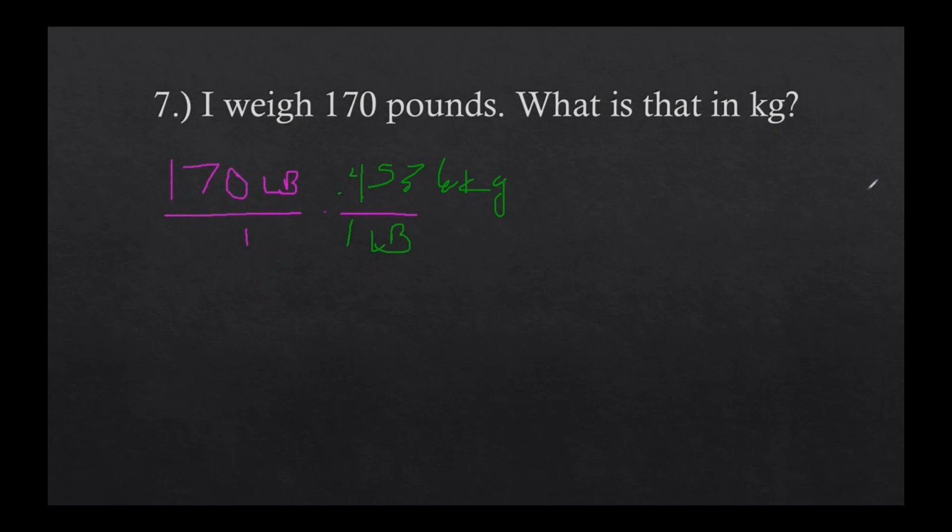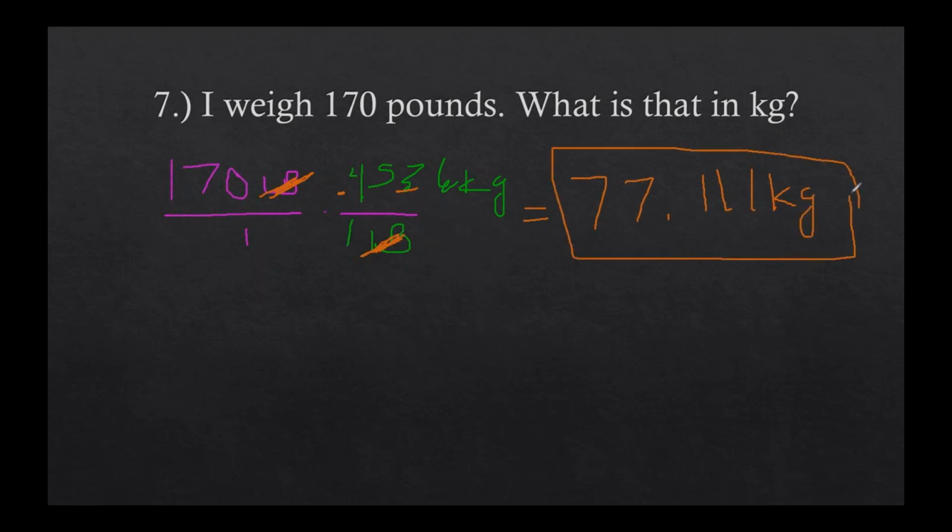So yeah, and no, I agree with everything that you just typed there. Okay, so that makes our pounds go away. We just multiply across. Again, don't forget this decimal point here in the middle. And as stated, we have 77.111 kilograms. So just a touch over 77 kilograms.